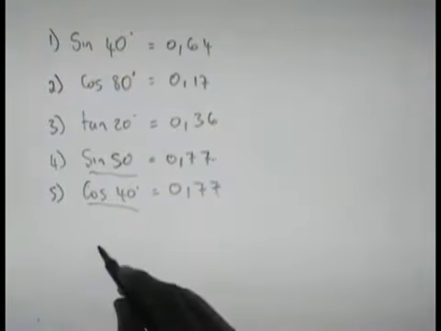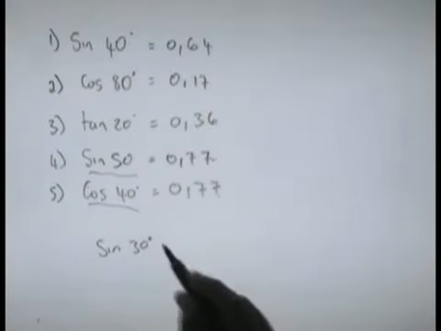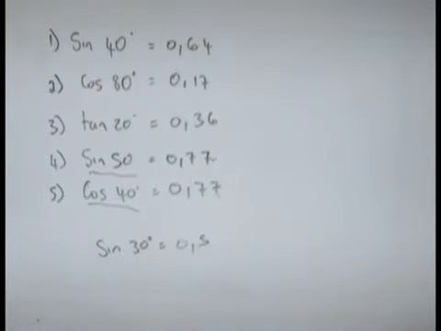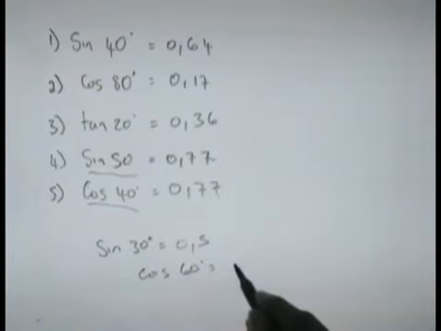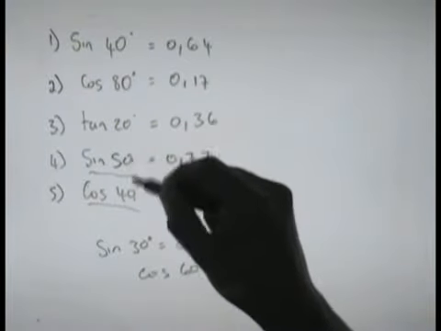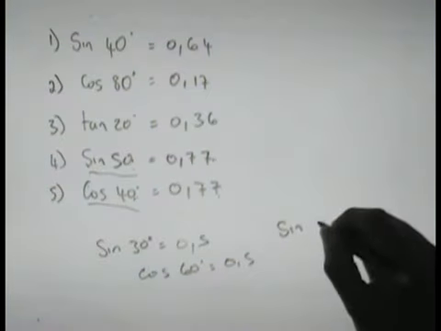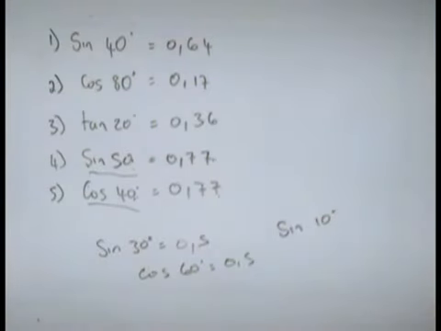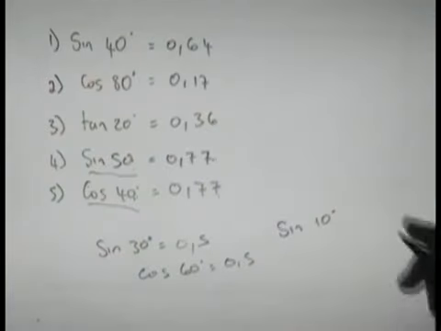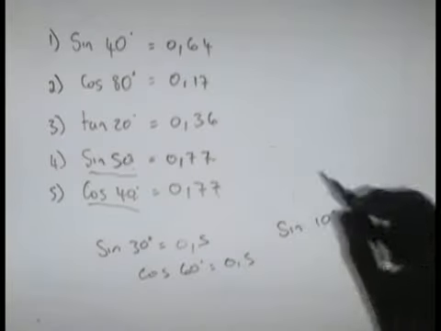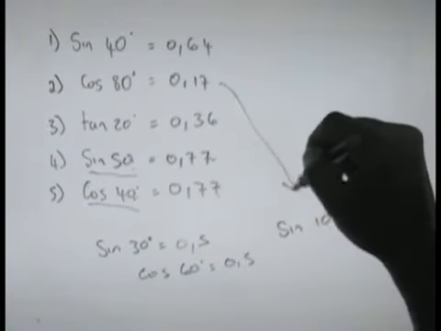Just out of interest, sine of 30 degrees, if you punch that into your calculator, is going to give you an answer of 0.5. Type in cos of 60. That's also going to give you 0.5. Look at the relationship 50, 40, 30, 60. I'll give you one more. Sine of 10 degrees is equal to 0.17, which is exactly the same as cos of 80.